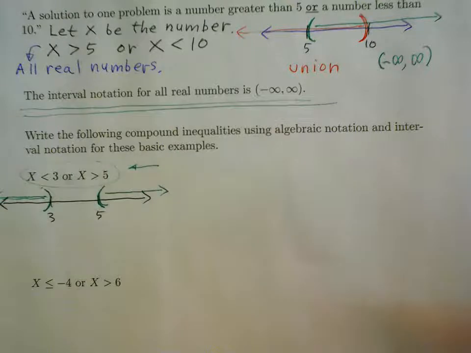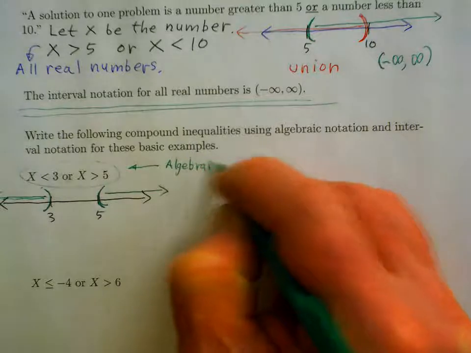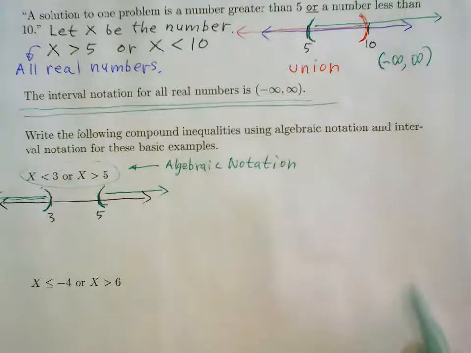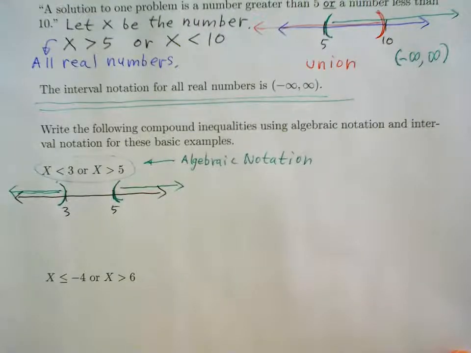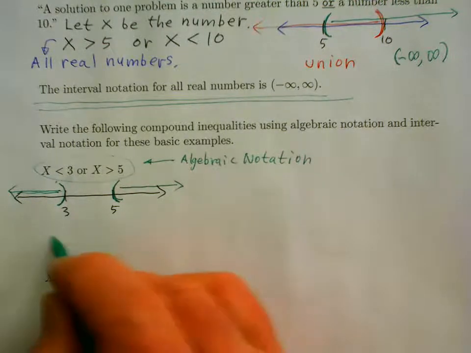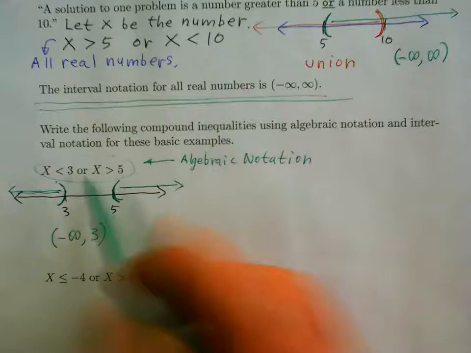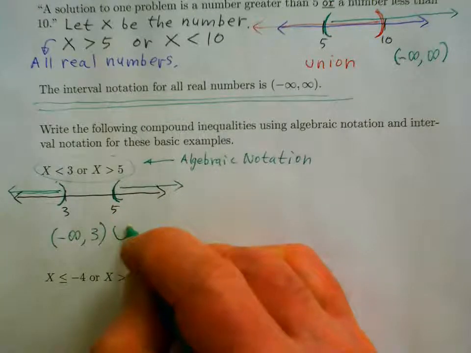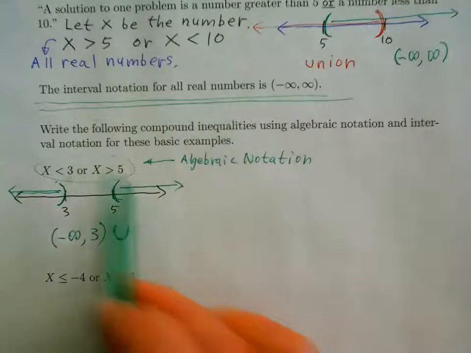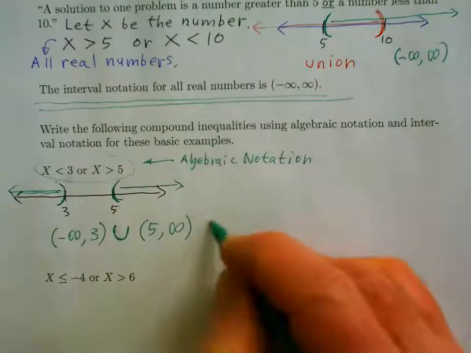This is the algebraic notation. So there's no more work to do for the algebraic notation. But the interval notation, so the left part of this is negative infinity, comma, 3 parenthesis. Since the word "or" is used, we use the union symbol. And then the interval notation for x greater than 5 is parenthesis 5, comma, infinity. This is the interval notation.